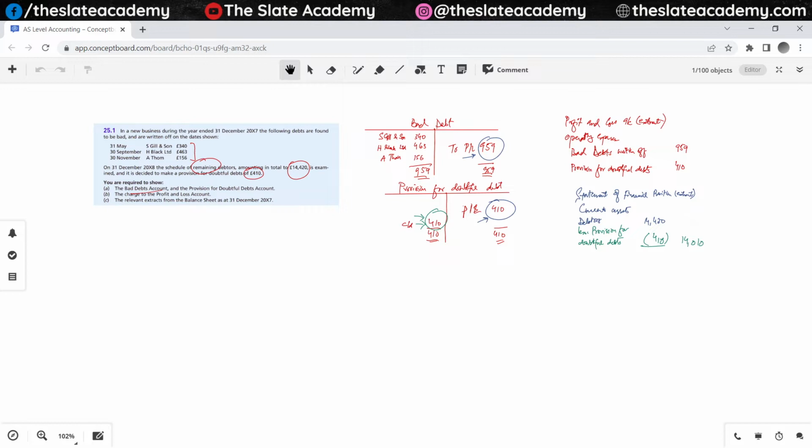First of all, you could be given a scenario like this, the way we have practiced, and you could be asked to make the provision for doubtful debt account, or you could be asked to prepare a bad debt account. The other way, and the way in which it's most likely going to be tested, is that you would be given a trial balance, and at the end of the trial balance you would be given certain adjustments. So these are the year end adjustments.